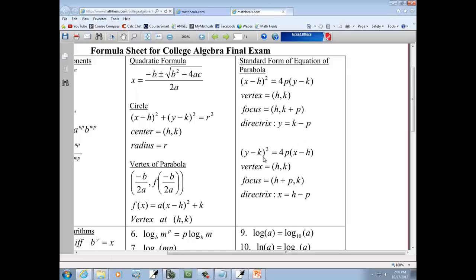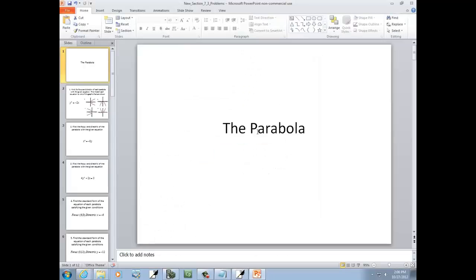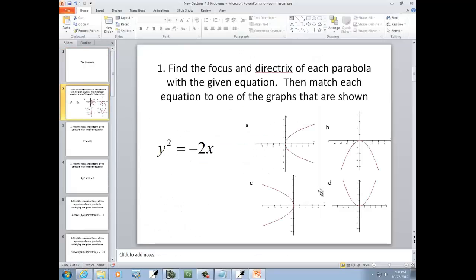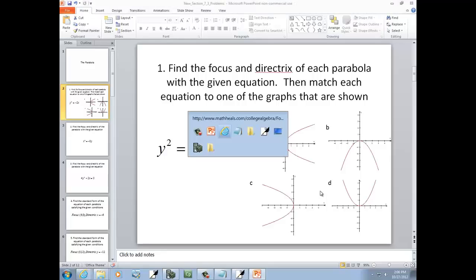Now if you have it in our second form, (y minus k) squared equals 4p times (x minus h), then your vertex would be (h, k) again, focus is (h plus p, k), and directrix is x equals h minus p. Now how to tell which formula to use. The top one, the square is on the x. The bottom one, the square is on the y. That's your main distinction between them when you're working problems. So let's look at our first problem.